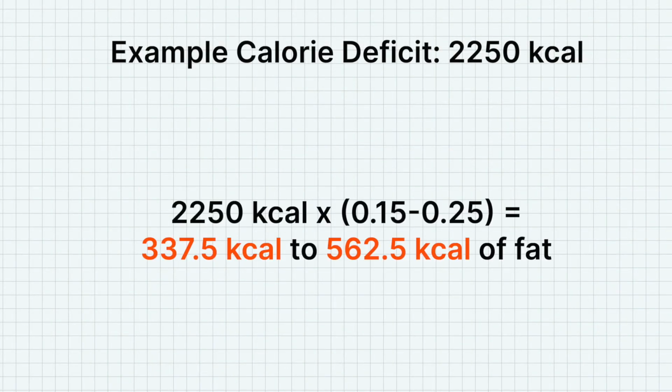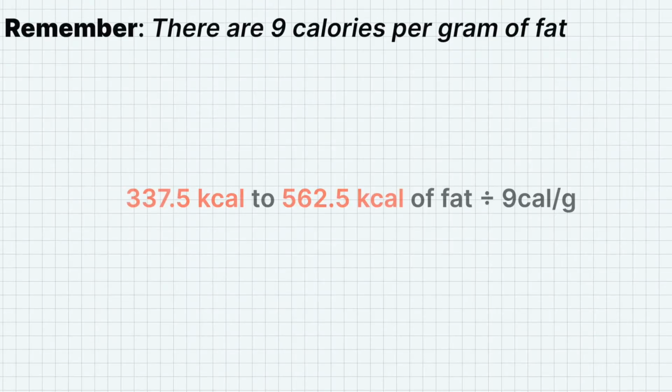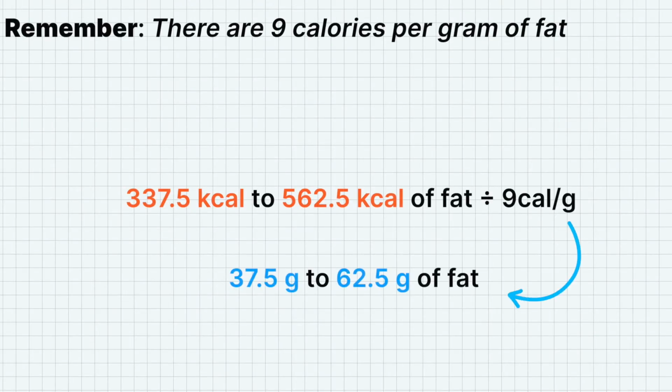Okay, so to calculate how much fat you want in your diet during a cut, you would simply multiply your caloric intake by the upper and lower ranges recommended. This will give you the calorie amount you get from fat. Now, since there are 9 calories per gram of fat, you would then take these two values and divide both of them by 9, which will then give you the gram amount of fats that you would want to take.